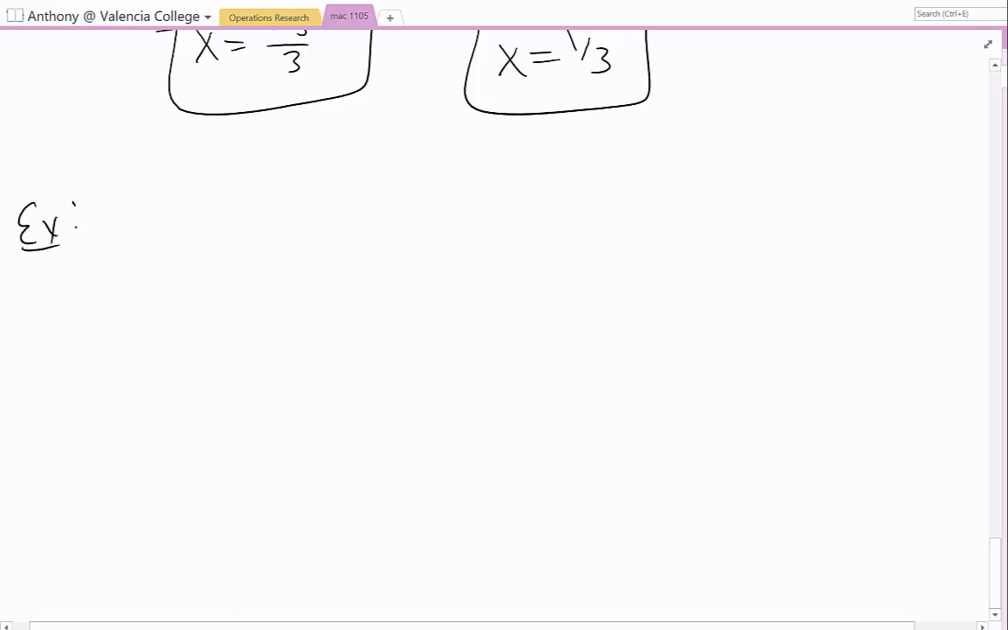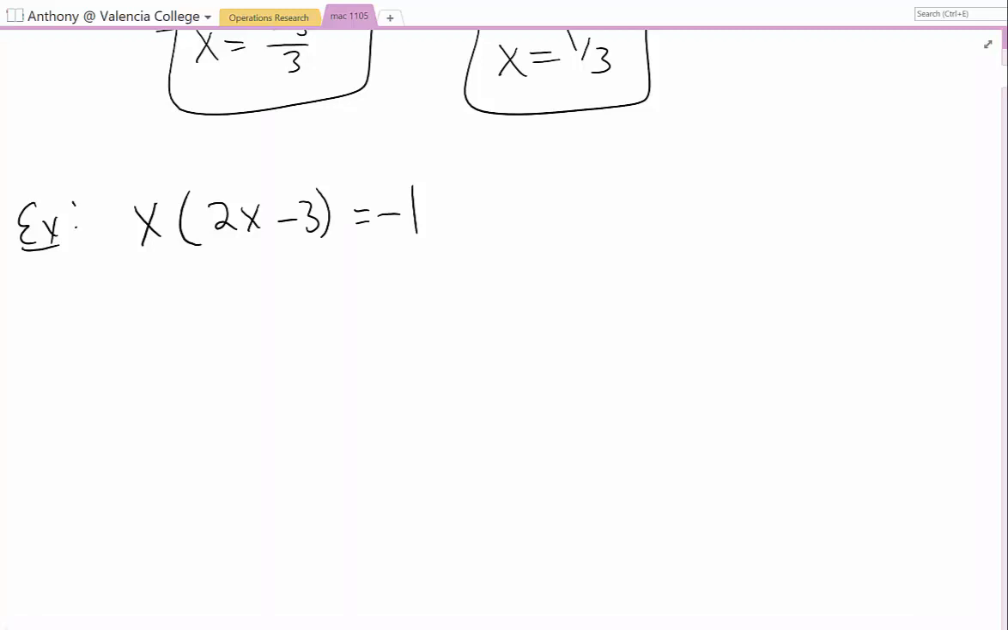If we have x times 2x minus 3 is equal to a negative 1. Alright, we are not in standard form. Not at all. Well, let's get this thing in standard form. First way we're going to do that is we're going to distribute the x on the left-hand side. That leaves us with 2x squared minus 3x is equal to a negative 1.